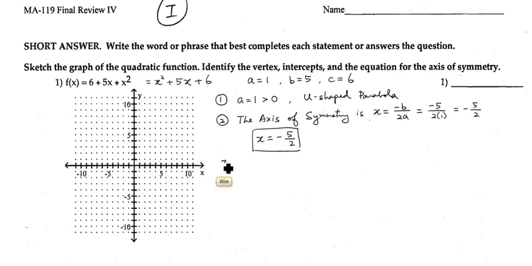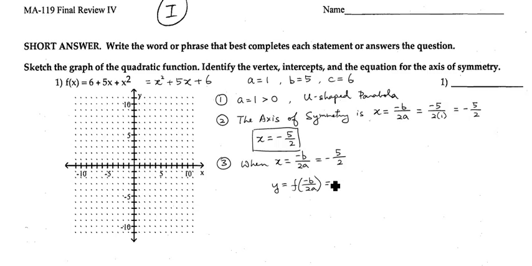So number 3, we want to find the vertex. What would be the vertex? The vertex would be the point negative b over 2a, comma, f of negative b over 2a. So since we already know x equals negative b over 2a, which is negative 5 over 2, we need to find out what about the y. Y would be equal to f of negative b over 2a.